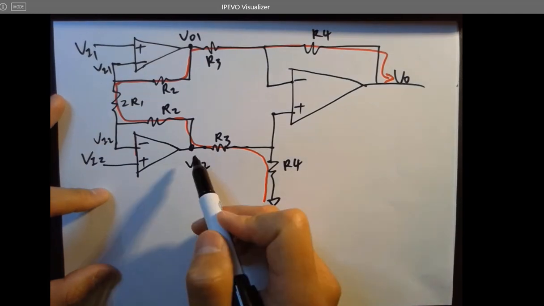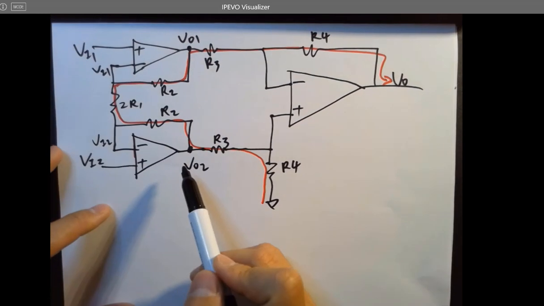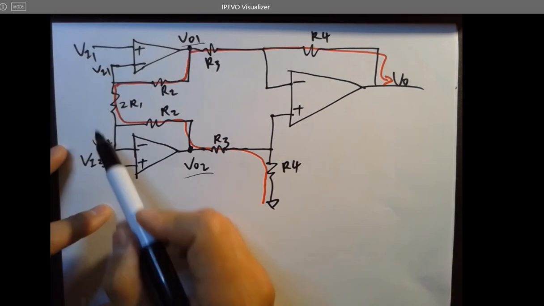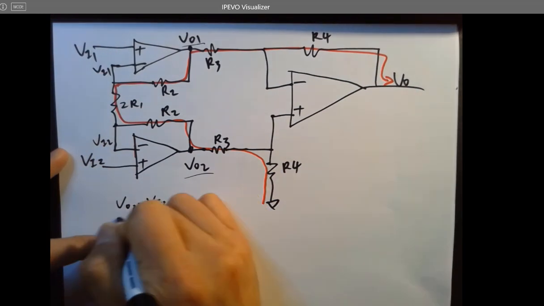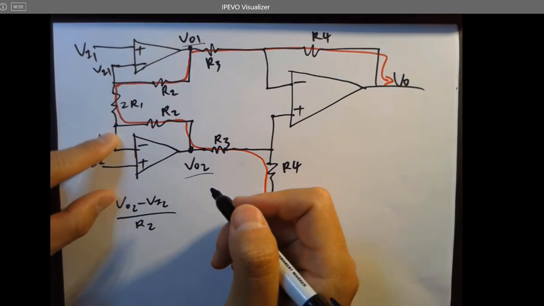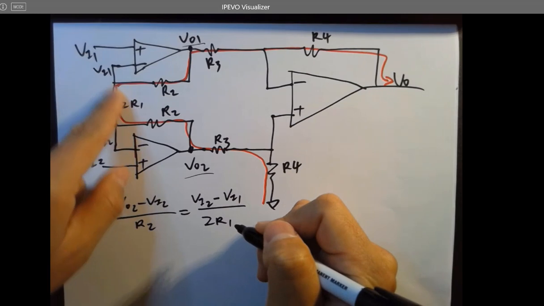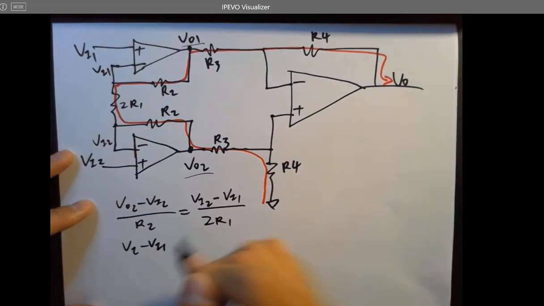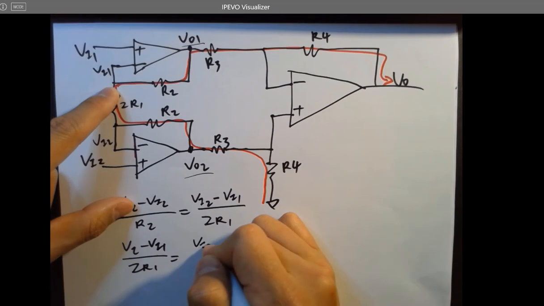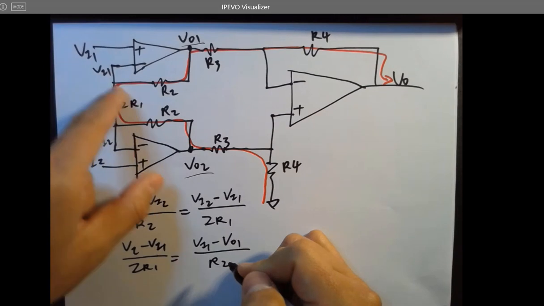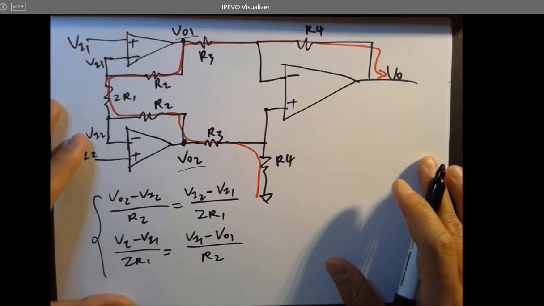So first of all, we don't need to care about this part because we already know the voltage gain for this part. We just need to find out the relationship between the intermediate VL and the VN1, VN2. So first of all, VO2 minus VI2 over R2 should be the same current as VI2 minus VI1 over 2R1. It's the same current. And then VI2 minus VI1 over 2R1 is the same current over here. So we need to use VI1 minus VO1 over R2, which is this minus this over R2, same current. So these two equations should be enough to give us the result.